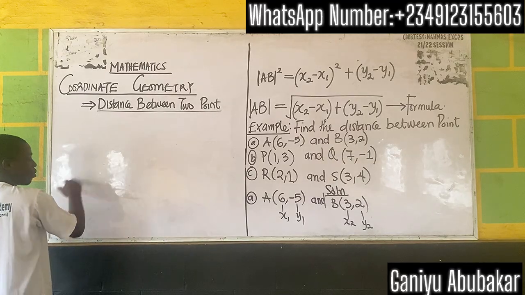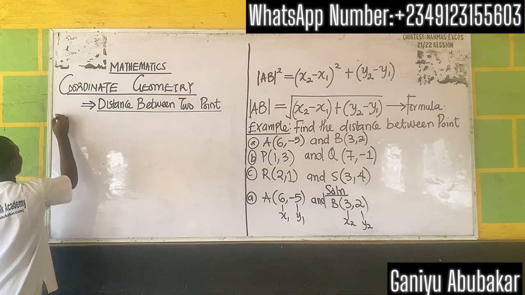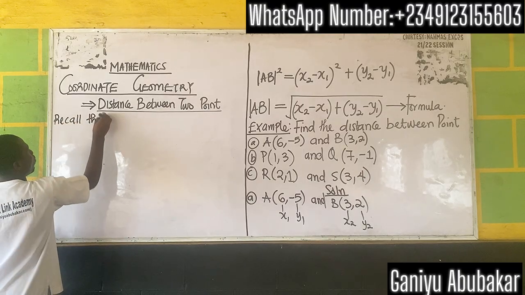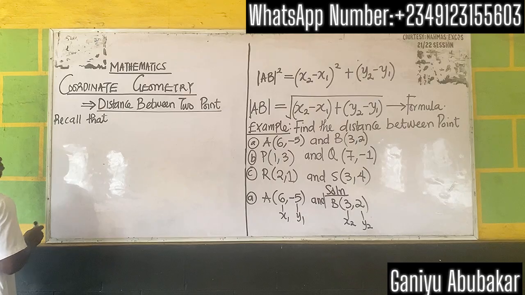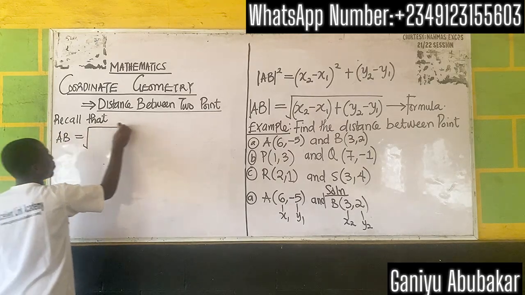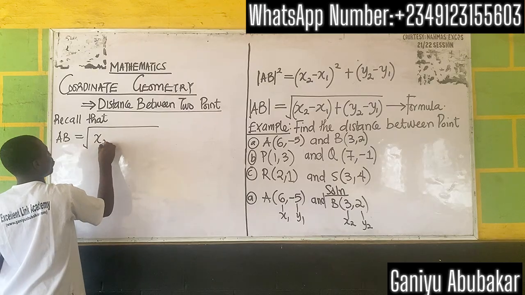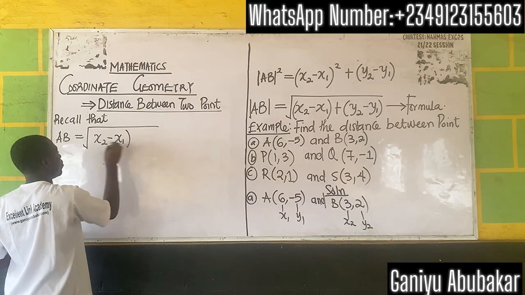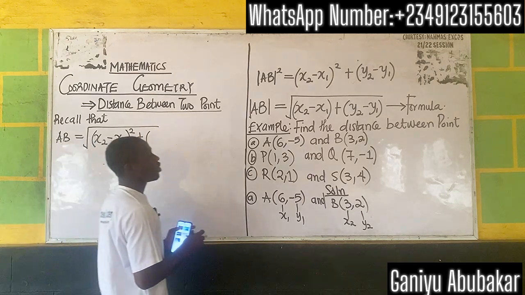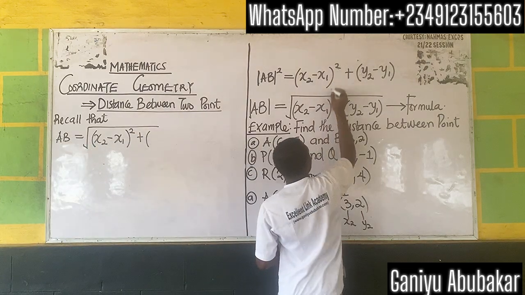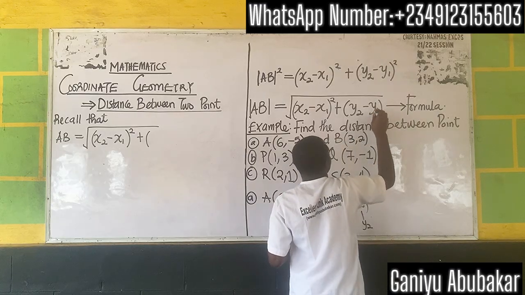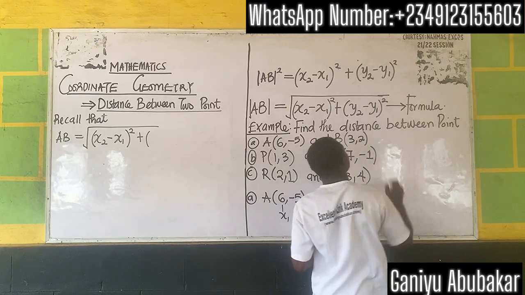Alright, so I have to recall the formula. Recall that when you are asked to find the distance between 2 points A and B, that gives you AB equals the square root of x2 minus x1 all squared plus, please don't forget this, this square should come down here. There should be a square here, please. Sorry, this square should come down here.